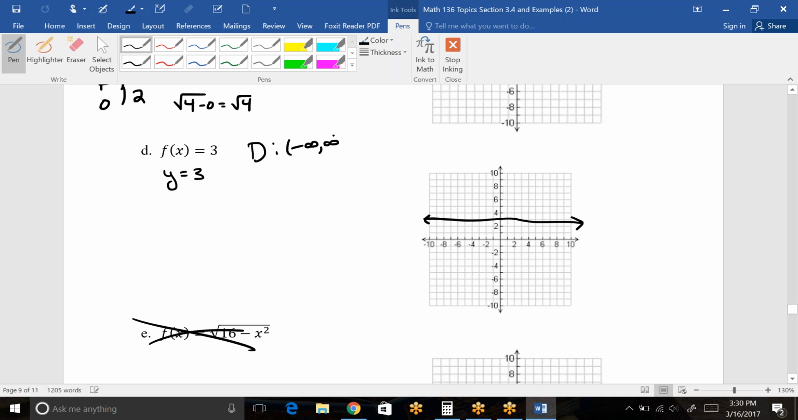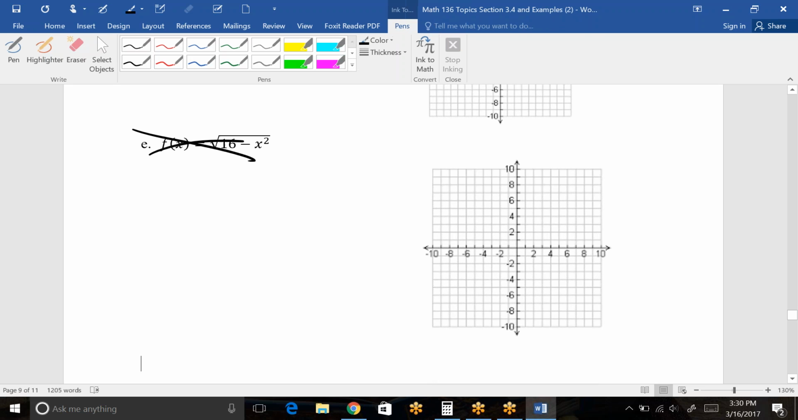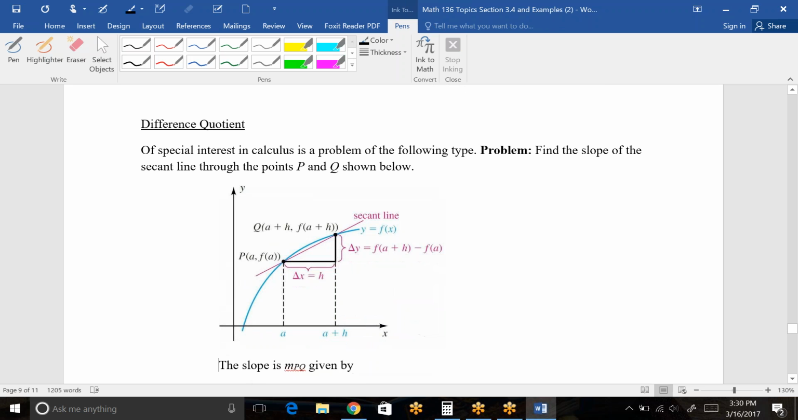I can still plug any number in I want because there's no x here, but I can still plug a number in and it's just going to give me 3 always. Your range is a singular value. You only ever get the height of 3. And this would be constant on its entire domain, so negative infinity to infinity. E should not have showed up on y'all's notes. If it did, make sure you mark that one out.